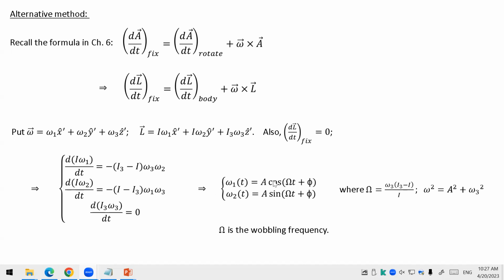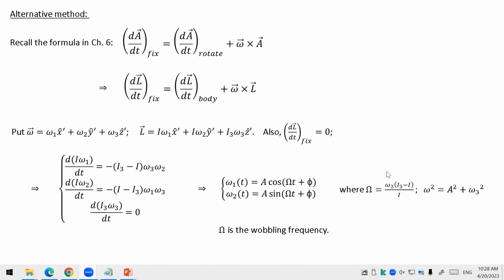And this capital omega is given by this ratio. So this cosine capital omega t and this sine capital omega t are describing the wobble motion. And this capital omega is the wobble frequency. Again, you can see this ratio here, I3 minus I divided by I. So that would give you the factor of 2.